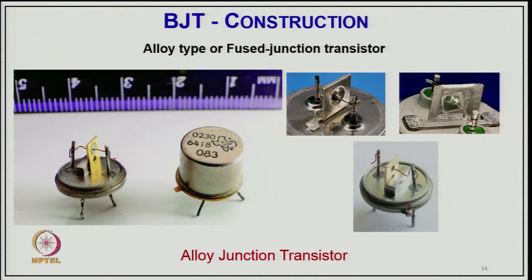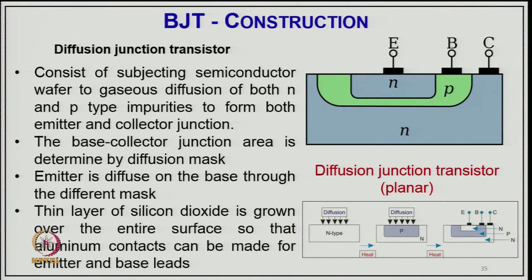And these are some of the photographs of alloy type or fused transistors of different types. And the third is of course the diffusion junction transistor, just how we diffuse the N type and P type to make this kind of junction, where you can see collector, base and emitter for an NPN transistor. So, this transistor consists of subjecting a semiconductor wafer to gaseous diffusion of both N and P type impurities to form both emitter and collector junctions, and the base collector junction area is determined by a diffusion mask, and the emitter is diffused on the base with a different mask, and a thin layer of silicon dioxide is grown over the entire surface.